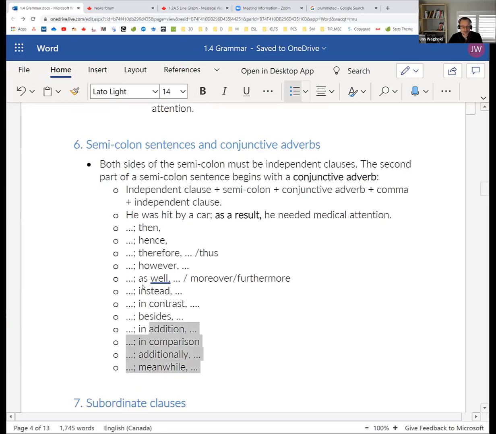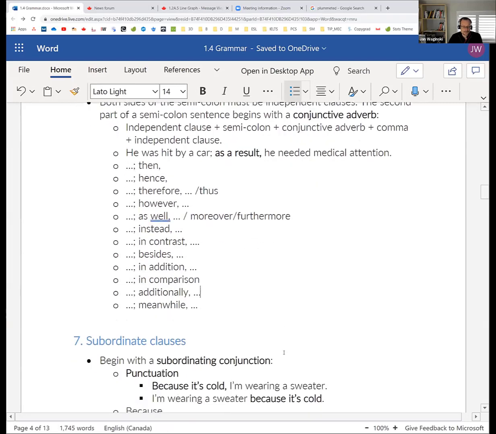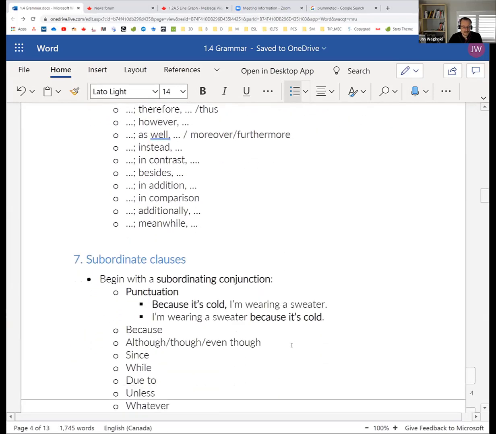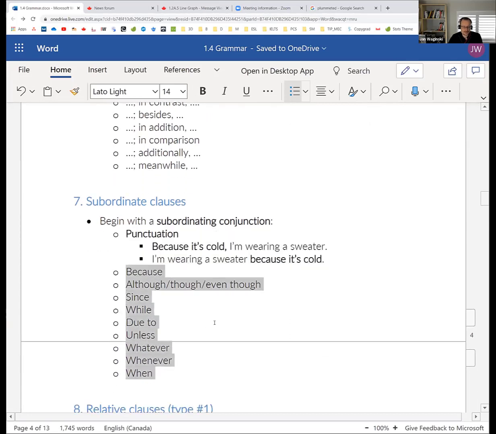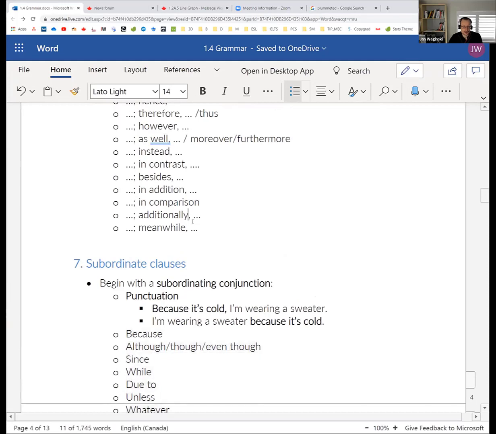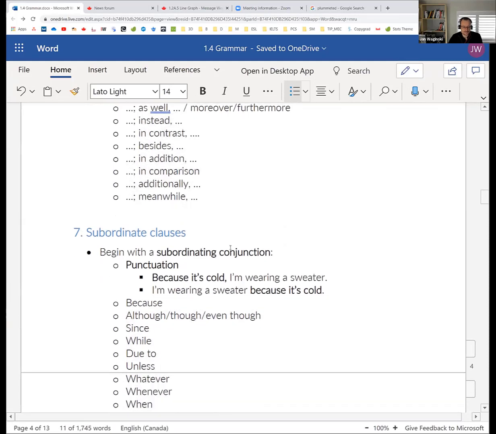Okay, so we went through these last time. You need to be familiar with these. A common mistake is to confuse conjunctive adverbs with subordinating conjunctions. So subordinating conjunctions begin subordinate clauses. Conjunctive adverbs go in front of an independent clause. Right, we talked about subordinating conjunctions. So these words belong in this category. They don't belong in the conjunctive adverb category.